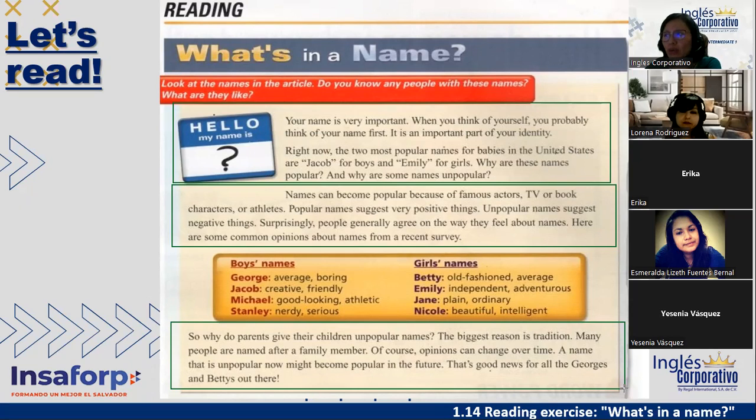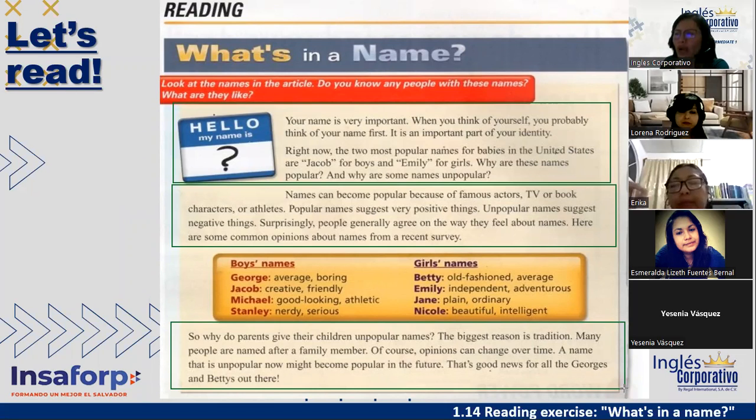Here are some common opinions about names from a recent survey. Boys' names: George, average and boring. Jacob, creative and friendly. Michael, good-looking, athletic. Stanley, nerdy, serious. Girls' names: Betty, old-fashioned, average. Emily, independent, adventurous. Jane, plain, ordinary. And Nicole, beautiful and intelligent.